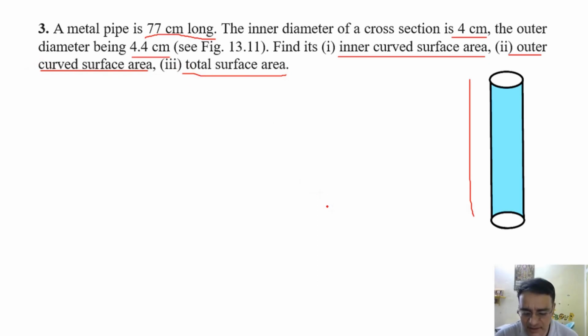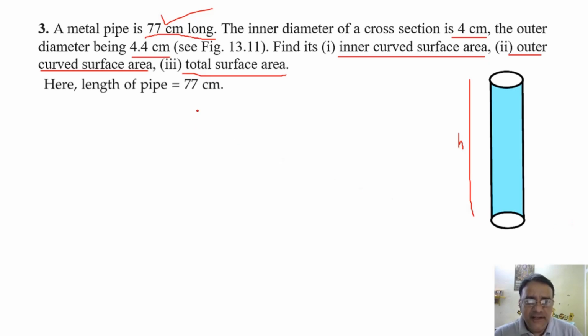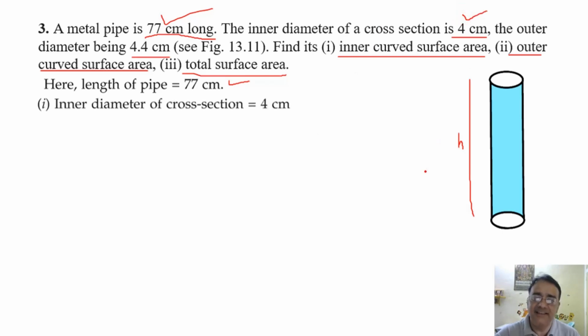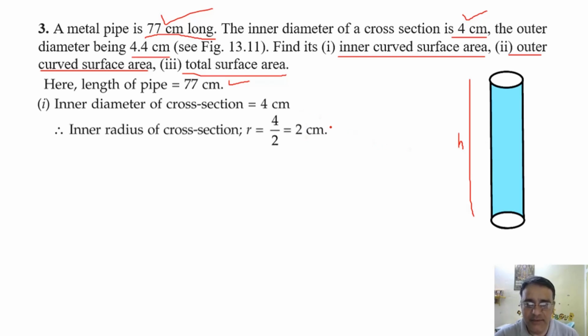Okay, so let us start with the length of the pipe. What is the length of the pipe? It is given 77 centimeter. Okay, and this we will take as a height. The pipe is in cylindrical form, and the length of the pipe is the height of the cylinder. So length of pipe is given 77 centimeter and inner diameter is given 4 centimeter. So what is the inner radius? 2 centimeter.